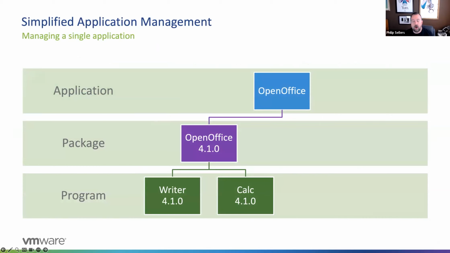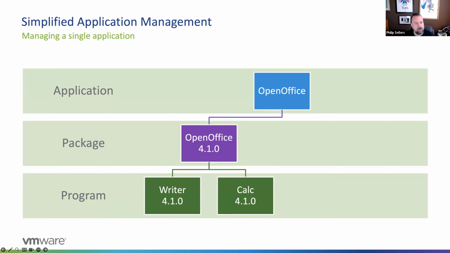Here we've got the OpenOffice application. And as you can see, we've created OpenOffice version 4.1.0 as a package. Inside of it, it's got Writer and Calc. Probably has a few other programs in there too, but with simplified view here for today. What happens is you create that package. We mark it as current.